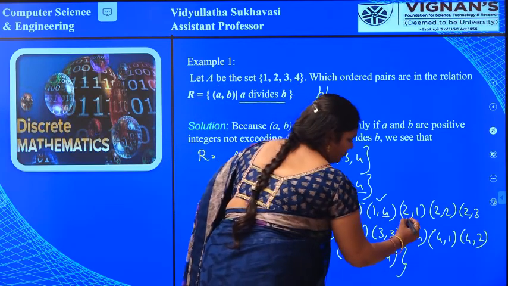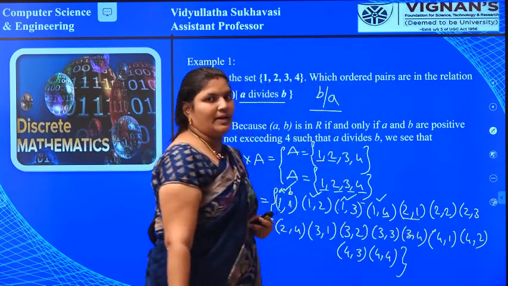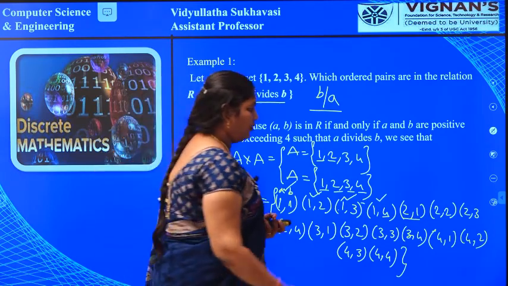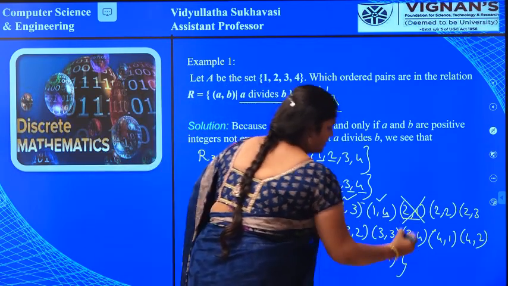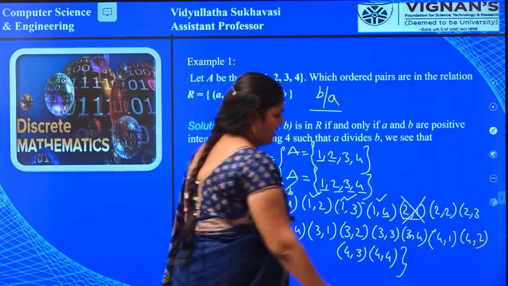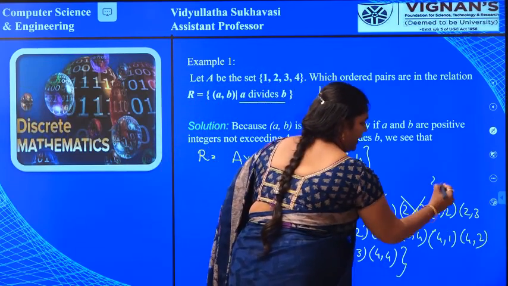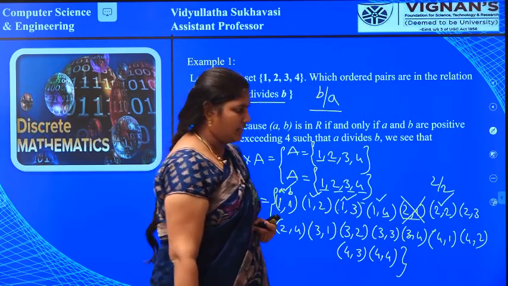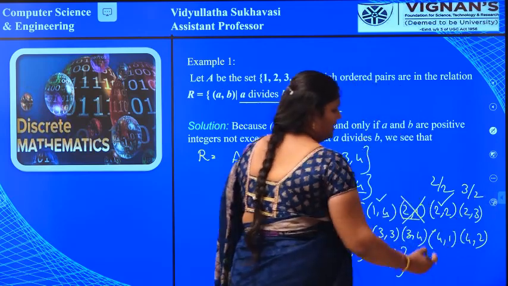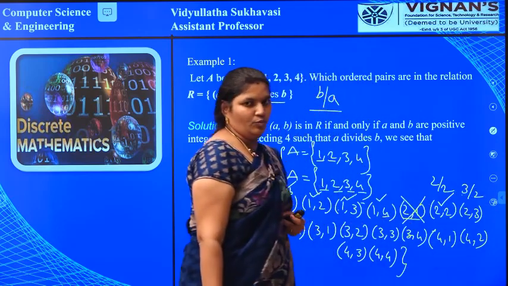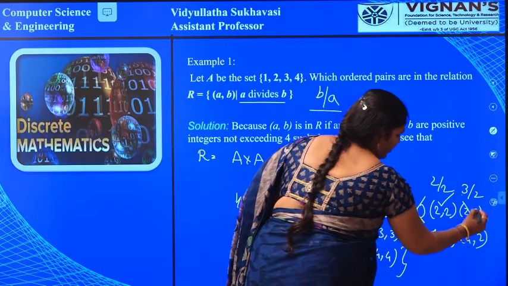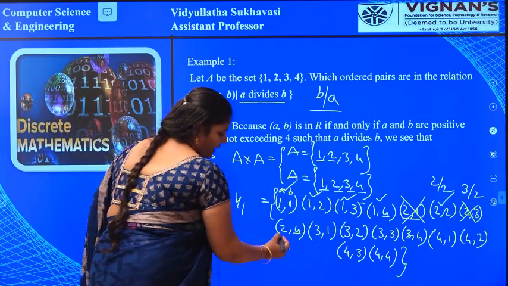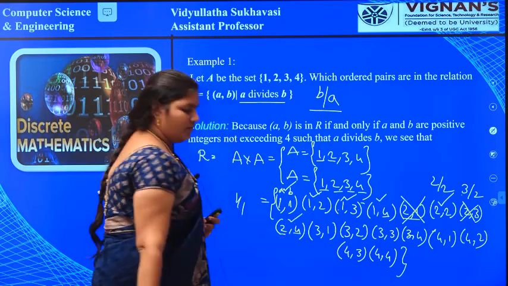Now 2 comma 1, that is 1 by 2. Will it be divided? No, so this ordered pair will not exist in the relation R. Next 2 comma 2, 2 divided by 2, so this exists in the relation R. 3 by 2, that means is 3 divided by 2? No, so this will not exist. 2 comma 4, that means 4 is divided by 2, so this ordered pair will exist.